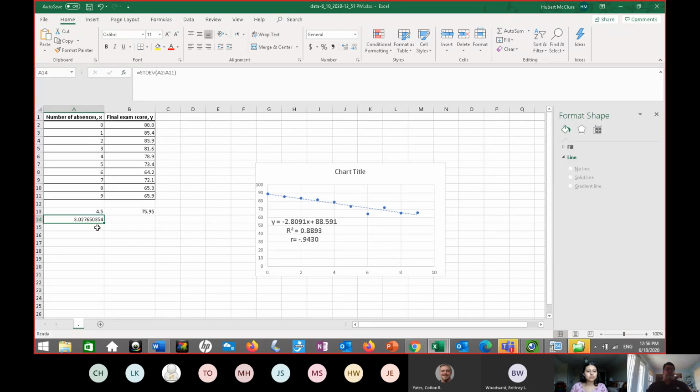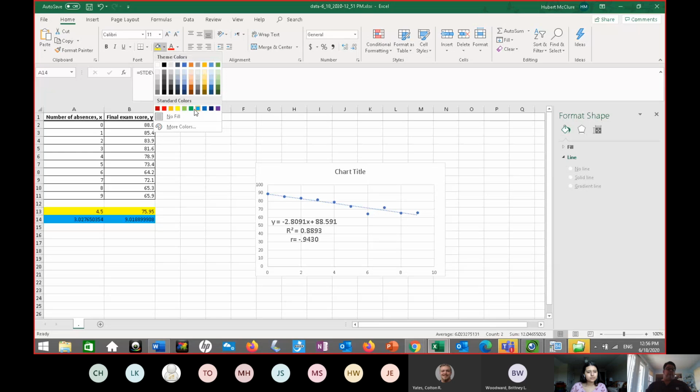And then you just do the same for the y's. So I'm going to highlight these two the same color, and I'm going to highlight these two the same color. And I'm going to make them bold so you can see them, and make them a little bit bigger.